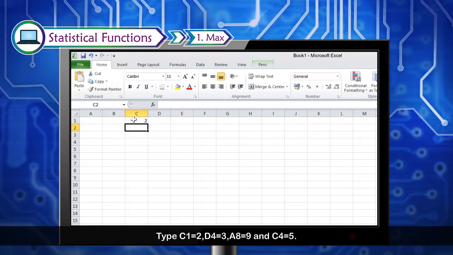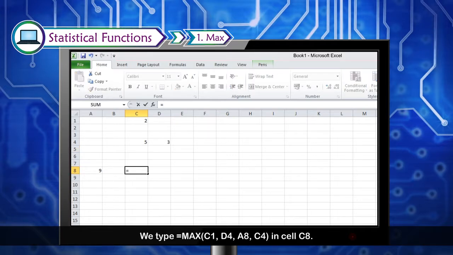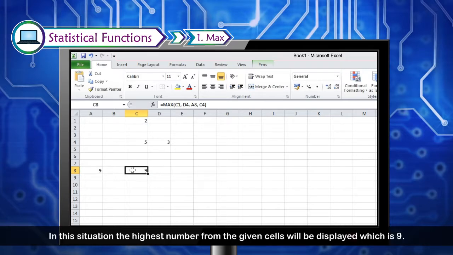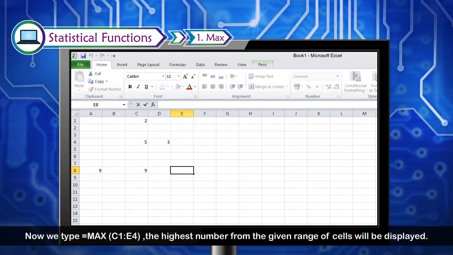Type C1 = 2, D4 = 3, A8 = 9, and C4 = 5. We type =MAX(C1, D4, A8, C4) in cell C8. In this situation, the highest number from the given cells will be displayed, which is 9. Now we type =MAX(C1:E4). The highest number from the given range of cells will be displayed.